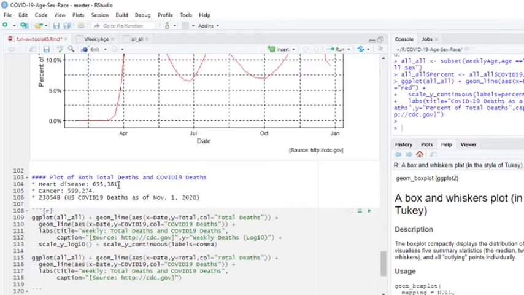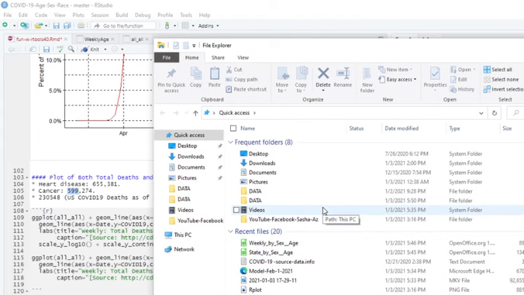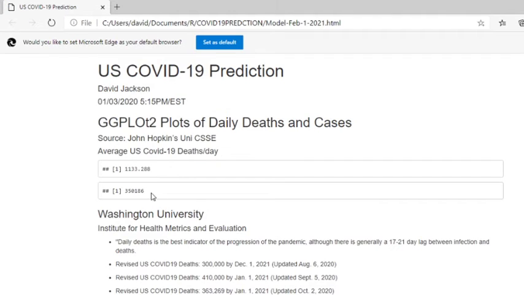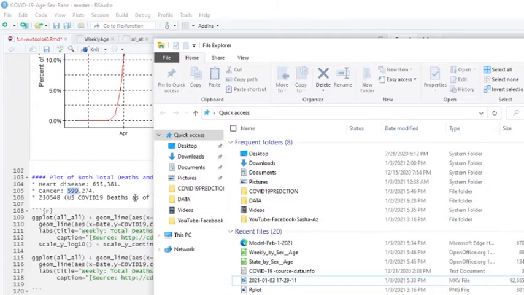Now let's look at this. Let's see, a plot of both total deaths and total COVID deaths. Heart disease accounts for 655,000 deaths, cancer for 599,000. The current number here is what? Where's my prediction? Right here. The current number of deaths is 355,186. Okay, let's change this back down here.